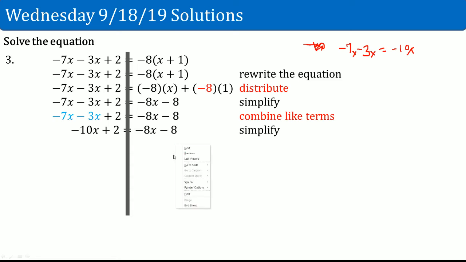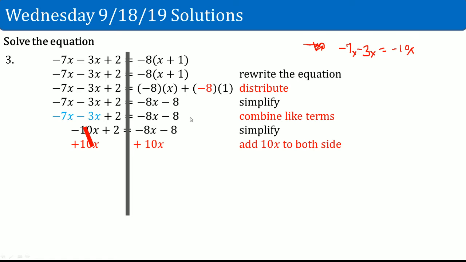What is smaller, negative 10x or negative 8x? It's negative 10x. That's why I'm going to add 10x to both sides. That cancels out. Bring down the 2. On my right hand side, negative 8x plus 10x becomes 2x. On my right hand side, the negative 8 comes straight down.